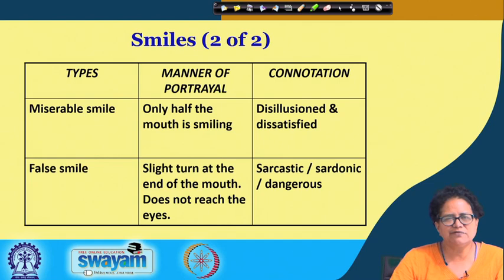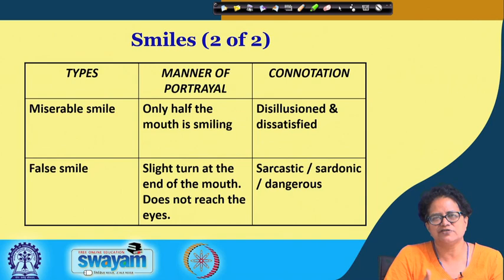Then we have the miserable smile, where only half of the mouth is smiling. I don't know how to do it, I can't show it. But it connotes disillusionment and dissatisfaction with the interactant or the situation.